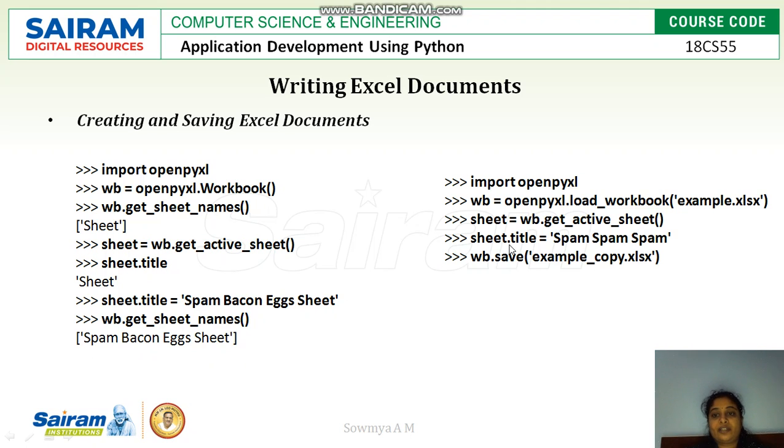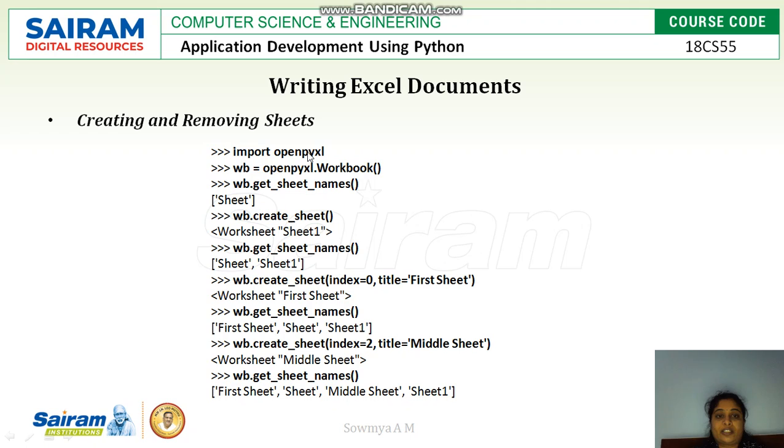And to save it, we have to make use of the wb.save method, and wb is an object for the new workbook. So wb is used for save, and the data from the wb workbook will be saved in example copy.xlsx. Next is creating and removing the sheet.